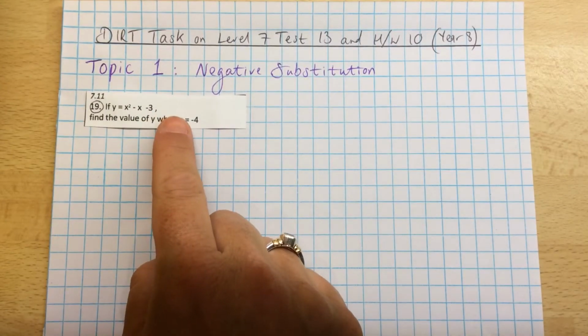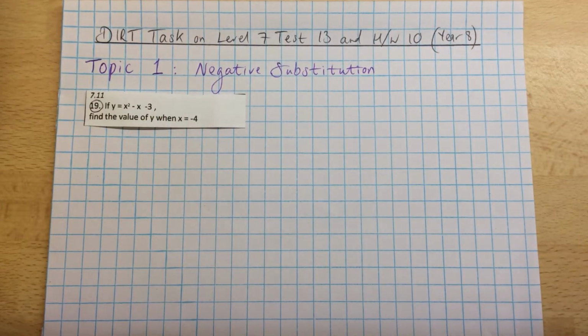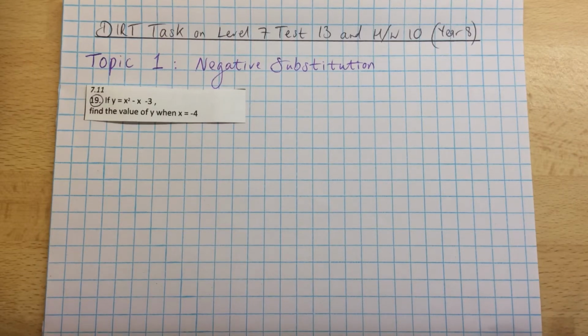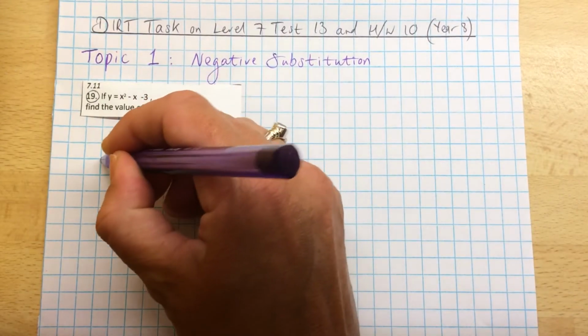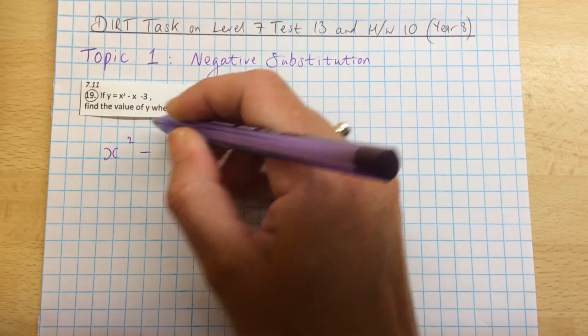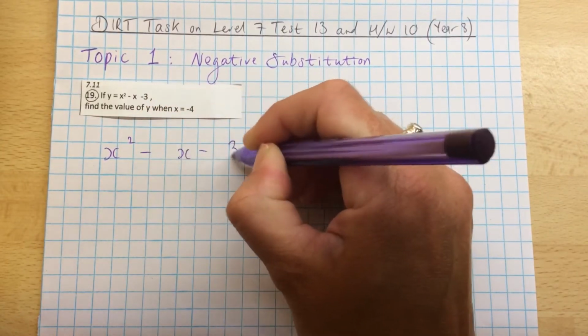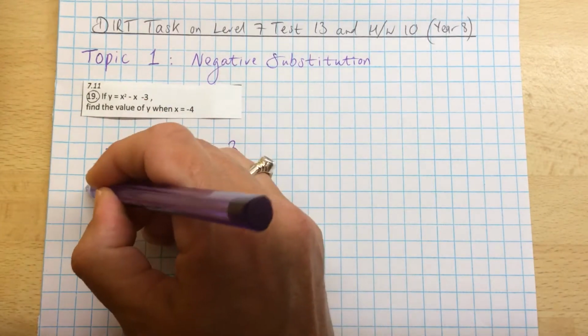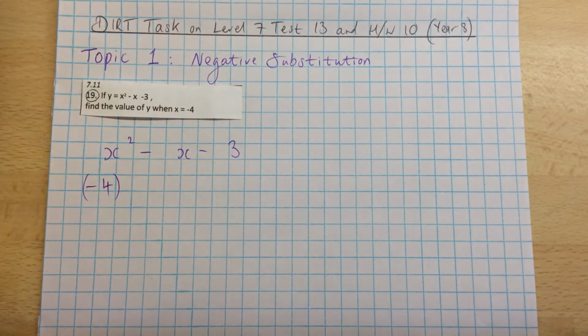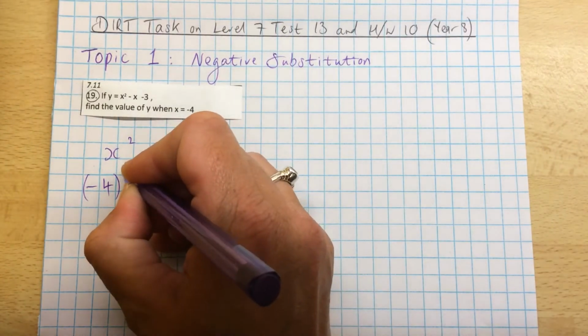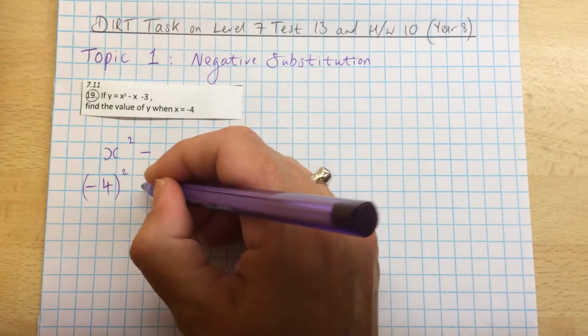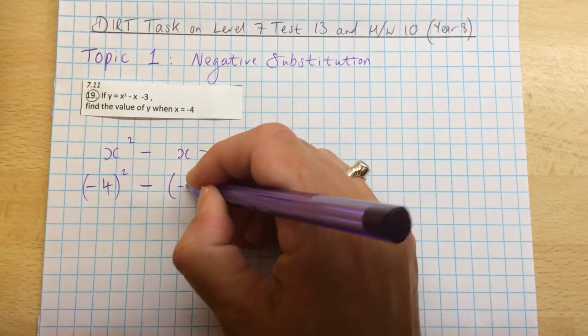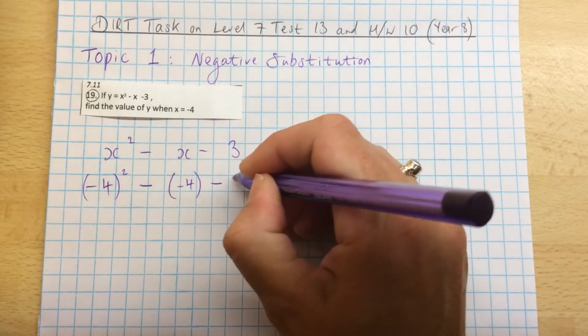So I've chosen question 19 from the 3 weekly, which says if y is equal to x squared minus x minus 3, find the value of y when x is negative 4. So you're substituting this negative 4 into the expression x squared minus x minus 3. Wherever I see the x, I'm going to swap it for a negative 4. I'm going to put it in a bracket to make sure I get the negatives correct. So instead of x, I'm writing negative 4 squared minus negative 4 in a bracket, take away 3.